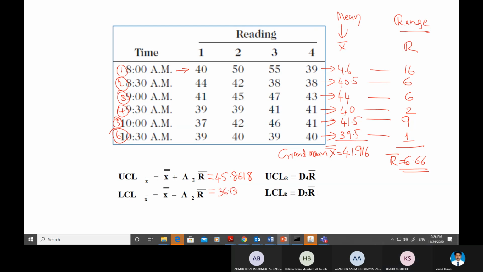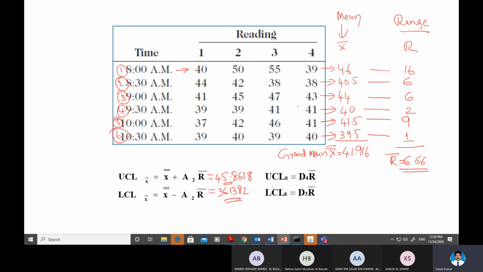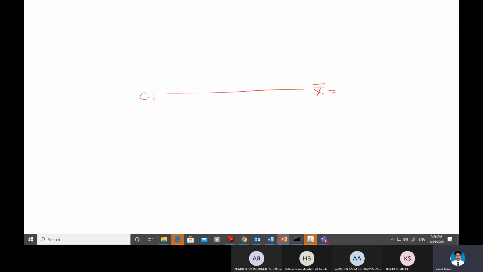36.1382. 1382, right? Now I'm going to draw the graph here. Look at that. In that graph, my control line, the middle line, will be x double bar, which is the grand mean, which is 41.916.